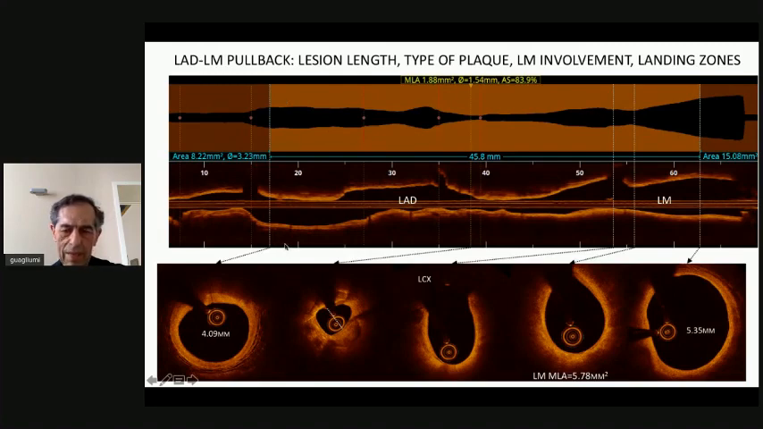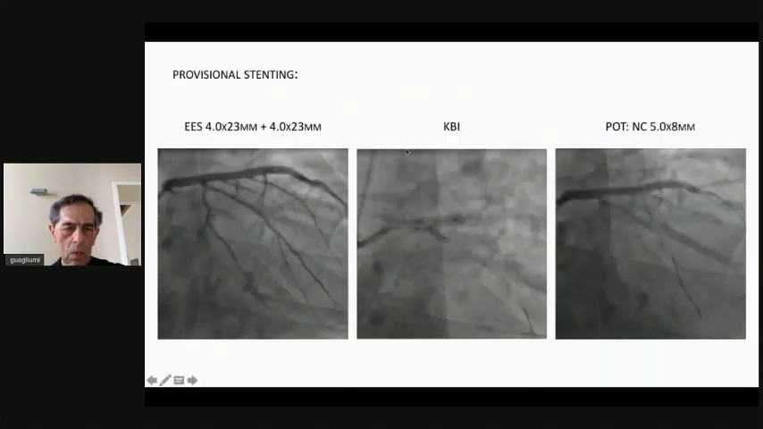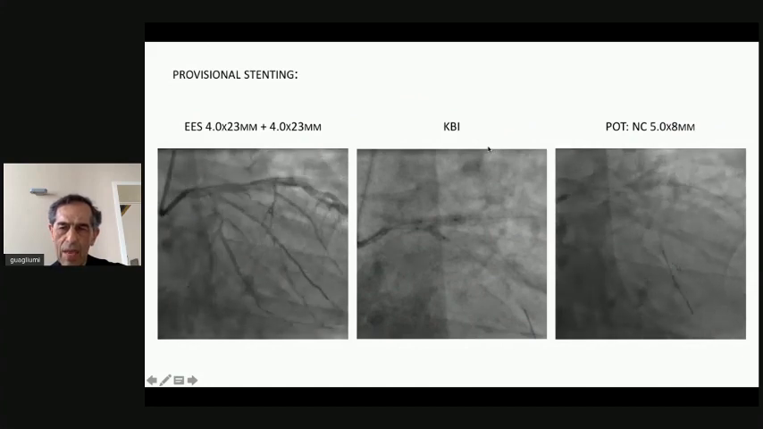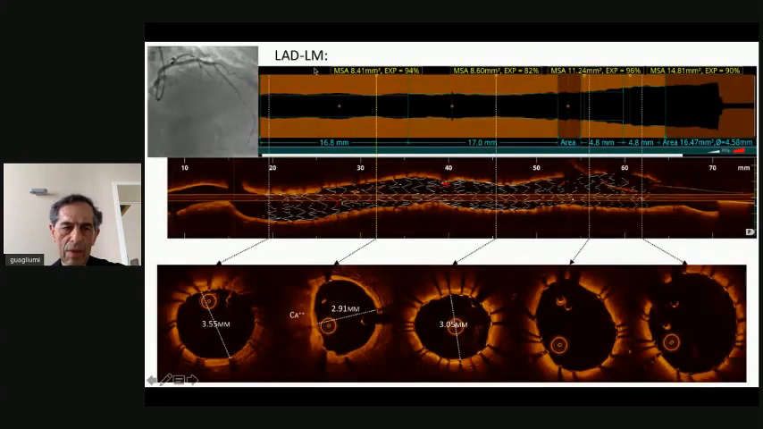You can identify the landing zone for the distal. So in this case, you have the distal reference, and you have the proximal reference at the level of the left main, the type of plaque involved in the left main. You can also detect the tightest lumen area, the fact that the calcium was very marginal, and the length of the stent. Here is the provisional stent, then KBT, and then POT, and here the final result.